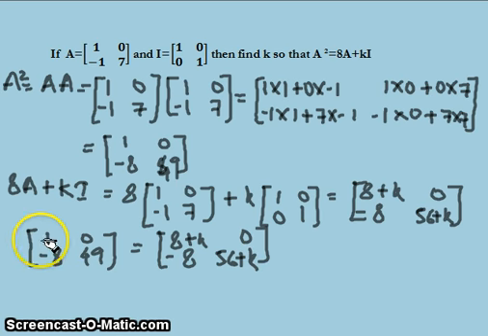Now equating the first element of 8A plus KI with the corresponding element of A square, we have 8 plus K is equal to 1. This gives us the value of K equal to minus 7. Thus, in order to satisfy the given equation, the value of K must be equal to minus 7. With this, we conclude this segment of matrices in which we have discussed matrix multiplication.